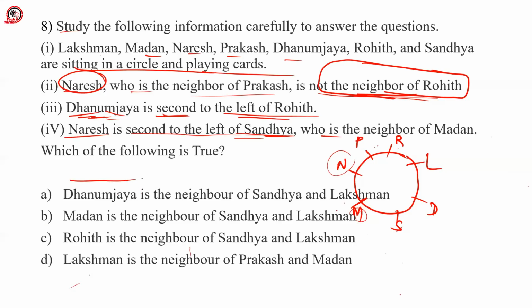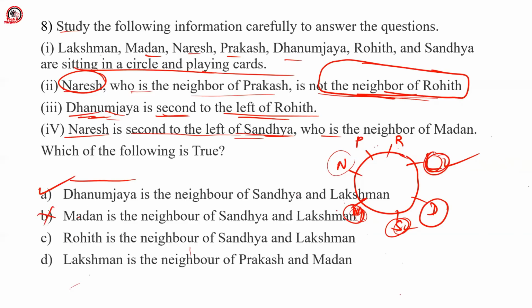Now, is Dhananjay the neighbor of Sandhya and Lakshman? So this is Dhananjay. So he is a neighbor to Sandhya. Yes. He is a neighbor to Lakshman. Yes. So option A is working well and good. Now we'll see whether Madan is a neighbor of Sandhya and Lakshman. So Madan is a neighbor of Sandhya, but he is not a neighbor of Lakshman, because Madan is here, but Lakshman is here. So option B is not true.